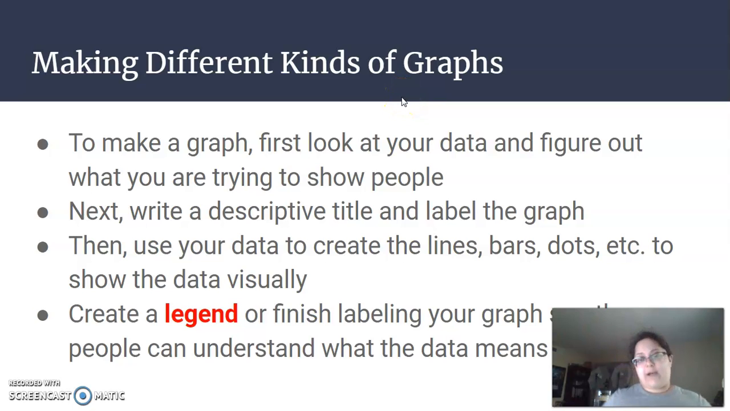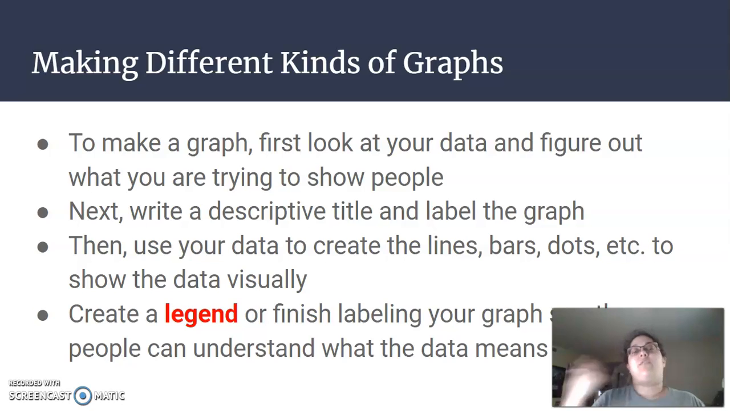So to make a graph, the key thing is first look at the data and figure out what you're trying to show people. Are you trying to show change, like the change of something over time? Are you trying to compare 2 or 3 different pieces of data, for example, SAT scores among people of different races? Are you trying to show the different ways kids get to school each day? Knowing what kind of data you're looking at and what you're trying to show people is going to tell you what kind of graph you want to make.